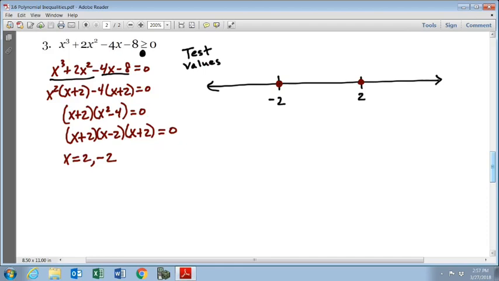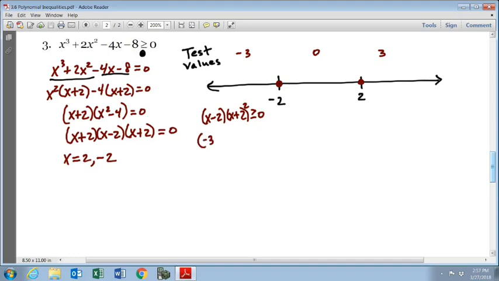Let's find some test values. Something less than -2, -3 would be a nice choice. -2 to 2, 0 would be a great choice in there. Something bigger than 2, that would be like 3. And so let's go ahead and test these values in the original polynomial. So again, I'm going to put it in factored form, but notice instead of writing 2 factors, I just wrote x plus 2 squared.